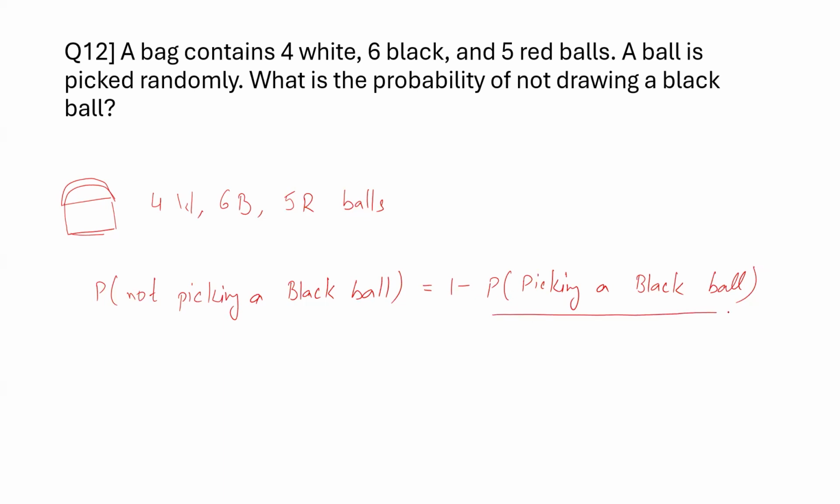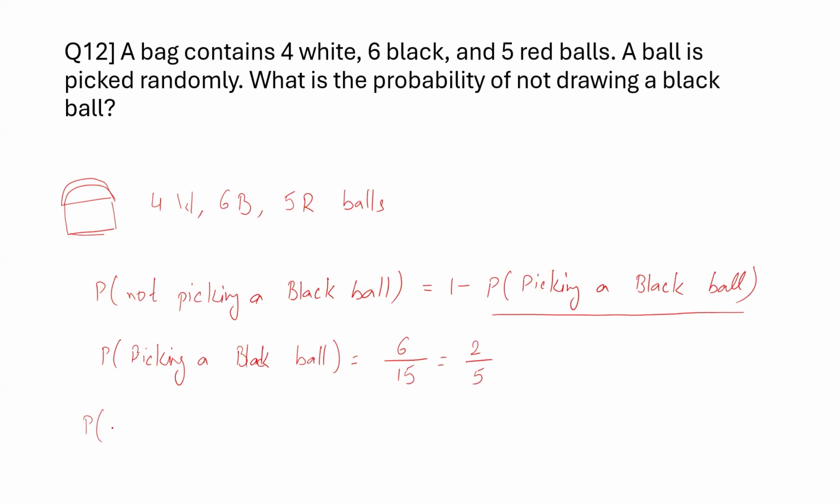Now you compute this probability. What is the probability of picking a black ball? How many black balls are there? You have 6 black balls. How many total balls are there? It is 15. So 6 upon 15. This you can also write as 2 by 5.